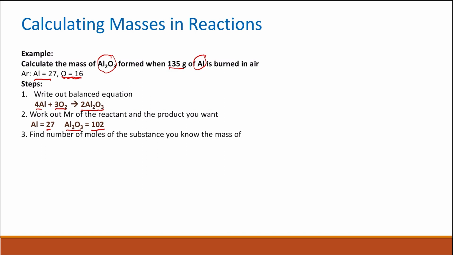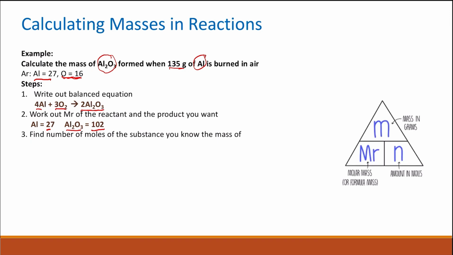The third step is to find the number of moles of the substance you know the mass of. We know the mass of aluminum, and we can use the formula triangle to calculate the number of moles. So number of moles equals the mass over the relative atomic mass of aluminum. The number of moles of aluminum that have reacted, which is equivalent to the 135 grams, is 135 divided by the relative atomic mass of aluminum, which is 27. So there are 5 moles. So 5 moles of aluminum have reacted.